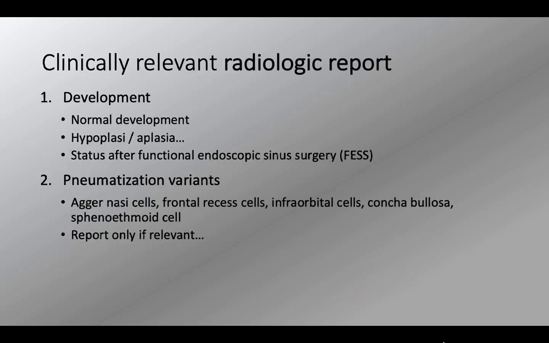So what is clinically relevant in a radiology report? I always start with development. If it's normal, I just say normal development of the paranasal sinuses. If it's hypoplasia or aplasia, I mention that. And I also mention if there is a status after functional endoscopic sinus surgery. And then I go to the pneumatization variants, but only if it's relevant, because if there is no sinus opacification, I do not list all the pneumatization variants that I see, because the sinuses are like a fingerprint. No one is exactly the same.